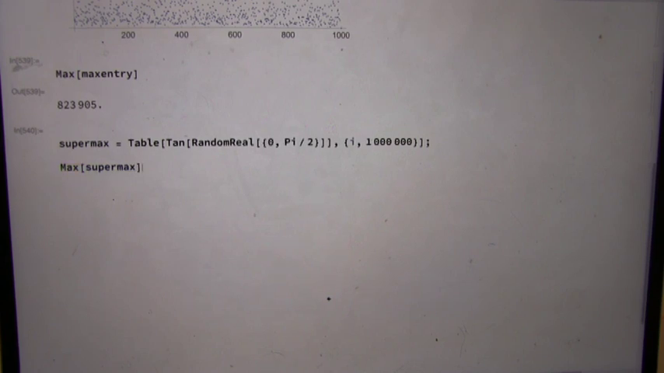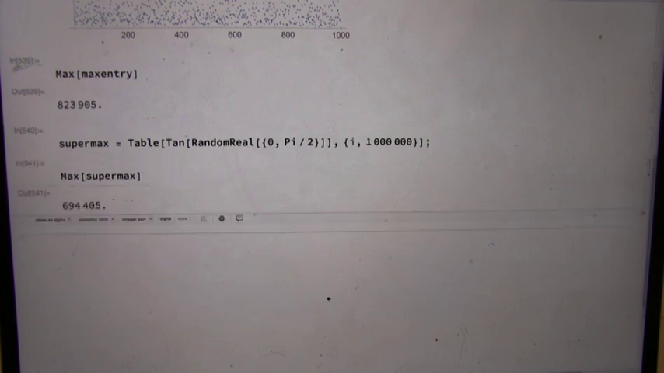Any guesses? I'd say maybe 5 million. Oh, well, it's actually lower. It's lower. So this doesn't seem to settle at all.